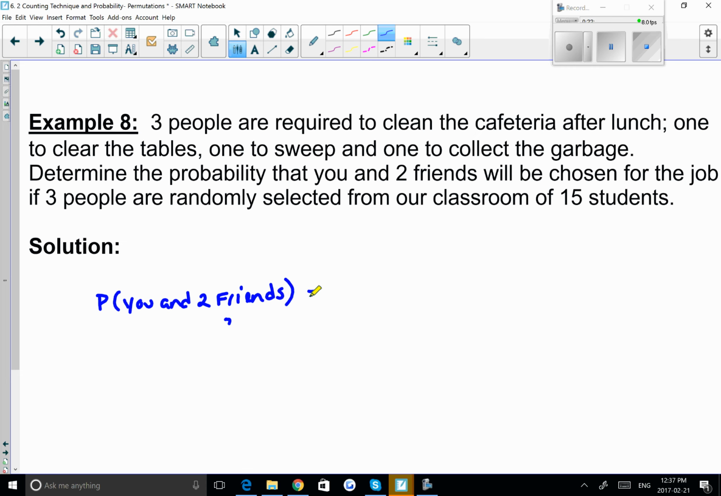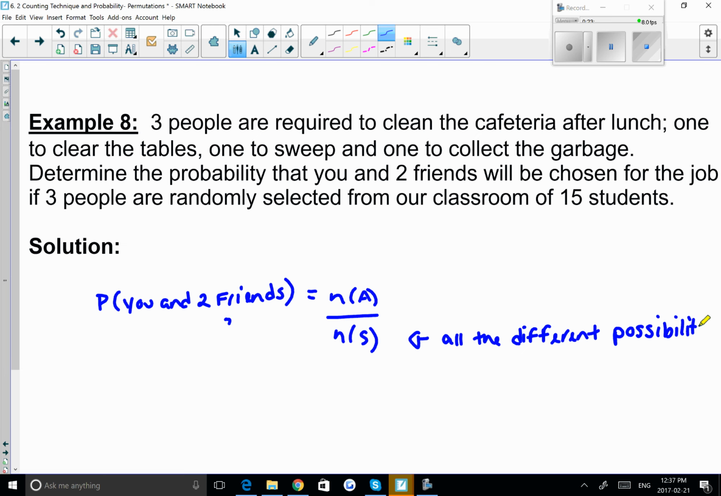So that would be the NA over NS. NS is all the possibilities, all the different possibilities of selecting 3 people. So that's 15 permute 3, which is 2,730.